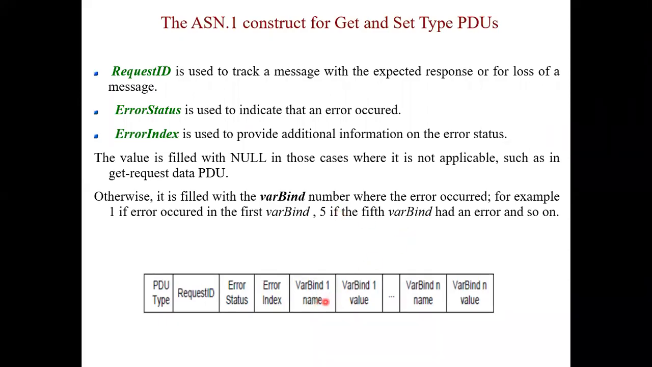Suppose there is some problem in one of the routers, and the router is my 5th object which I have listed. So what I will do is fill in 5 in the variable that has an error. If the error is in the first object, I will write, for example, 1 if error has occurred in the first variable, 5 if the 5th variable has an error, and so on. So this error index or the error status will let us know which object has an error. So this is about the get and set type PDUs.